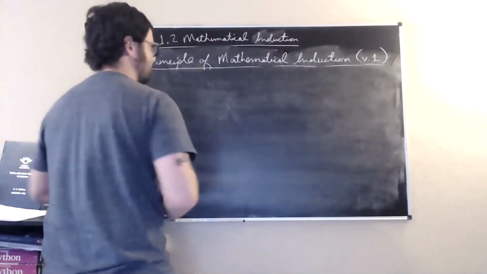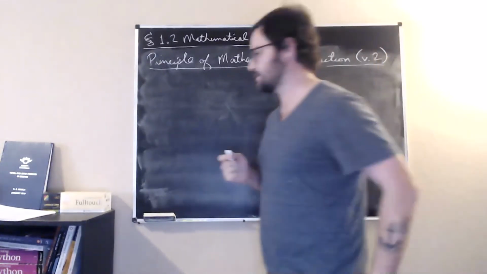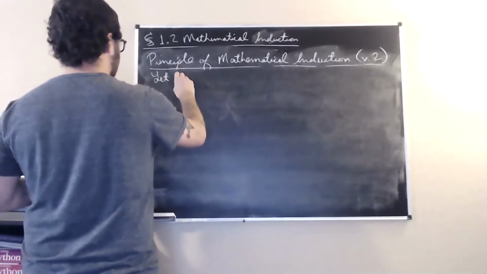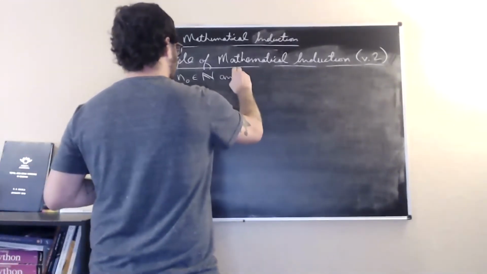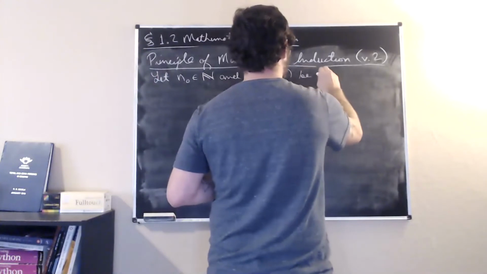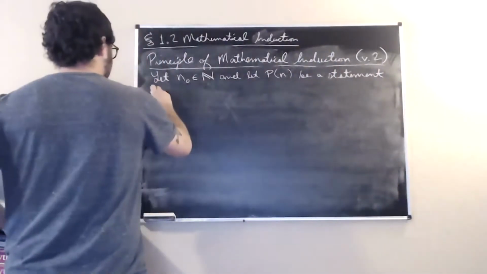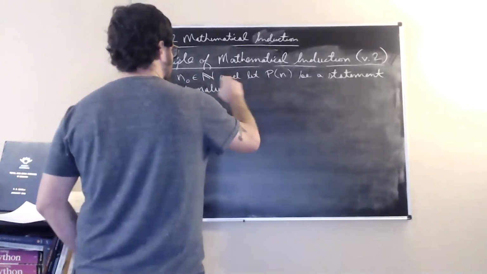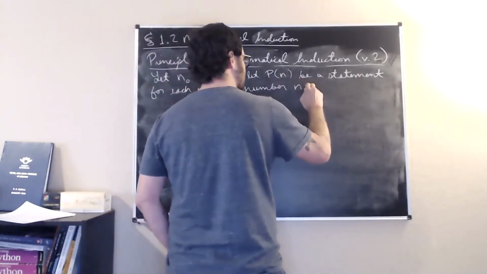Okay. So now this would be version 2, which differs slightly from the version that's given in the textbook. This is the way that I like to write it. Okay, so let n naught be a natural number, and let P of n be a statement for each natural number n greater than or equal to n naught.